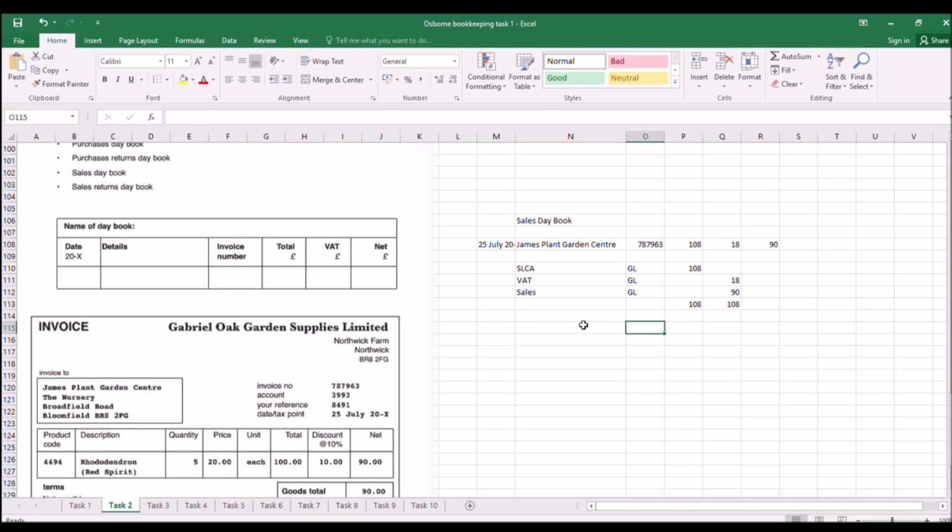Also, going to our sales ledger, we would have this James Plant account, which would be the debit of the 108. So that's how it would look in our accounting system.